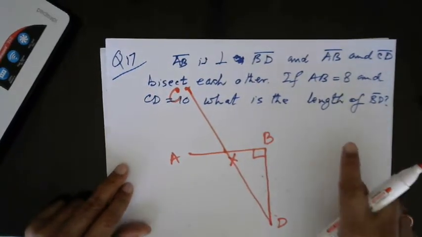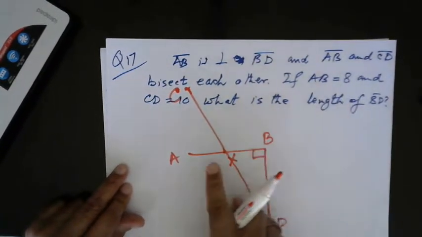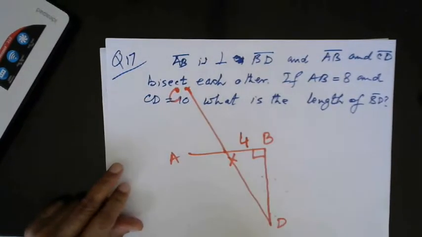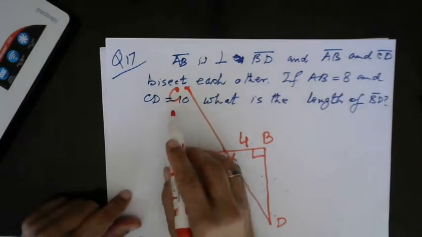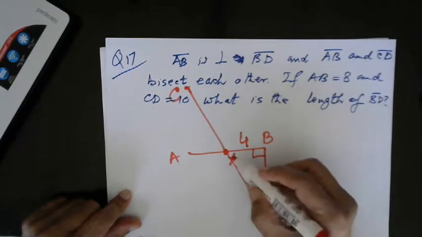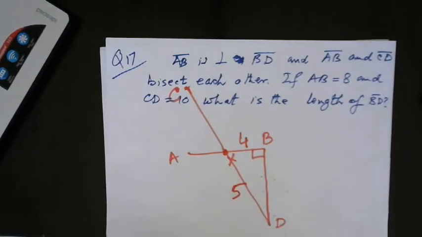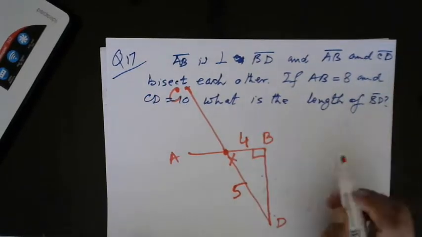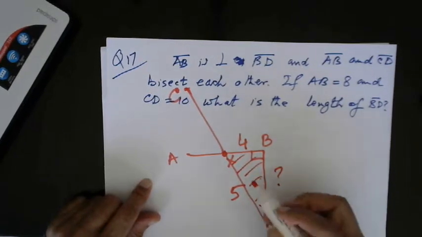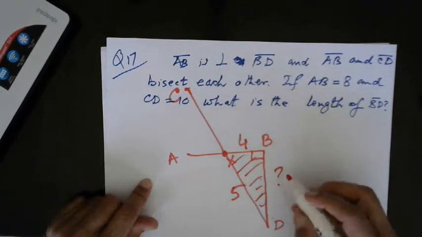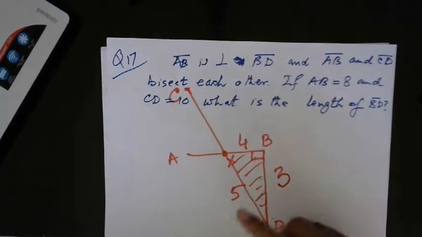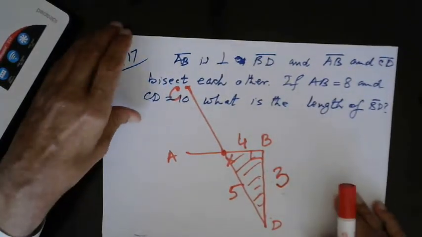Now we are given that AB is equal to 8. So what can you say about XB? Must be 4. And CD is equal to 10. Well, this is C, this is D, and this is the middle point. So XD must be equal to 5. What is the length of BD? Well, you can see that this is a right angle triangle. One side is 4, hypotenuse is 5, so this must be 3. So the length of BD is 3.